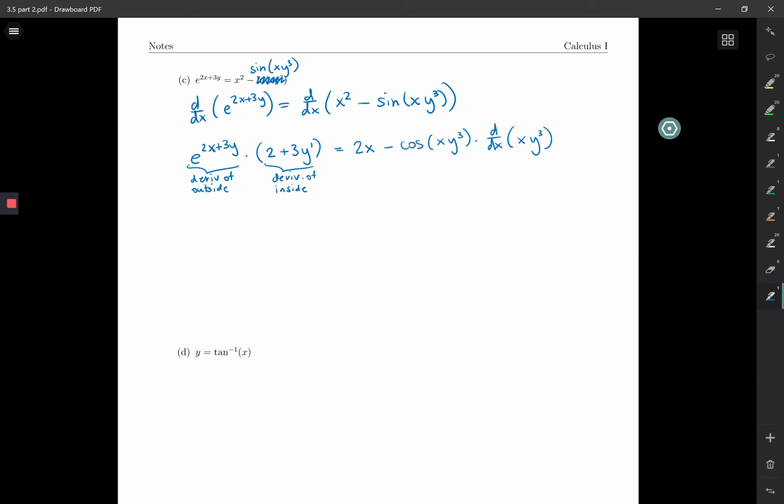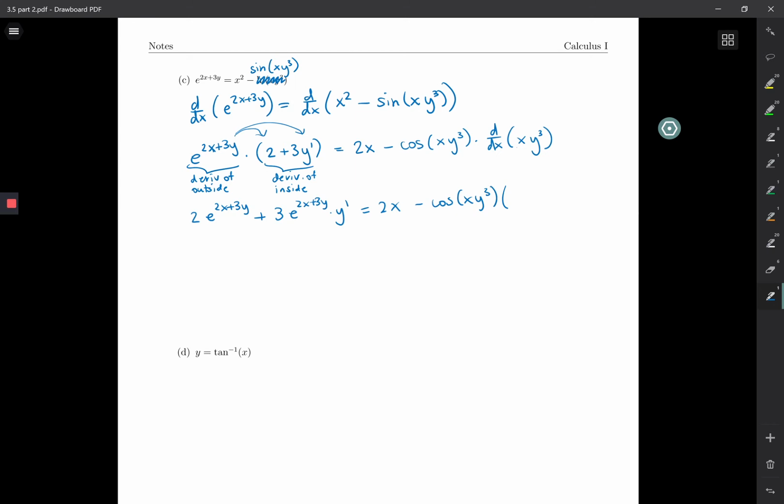Now here, I'm going to distribute this exponential to each of these terms because I know that I'm going to want to solve for y prime, and so I'm going to need it to be separate from this 2. So I need to separate those, so I'm going to multiply it out, and I will get 2 times e to the 2x plus 3y plus 3 e to the 2x plus 3y times y prime. Okay? And now we just need to finish the derivative of the right-hand side.